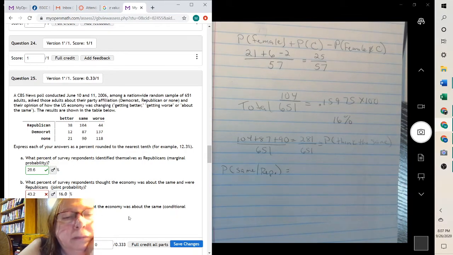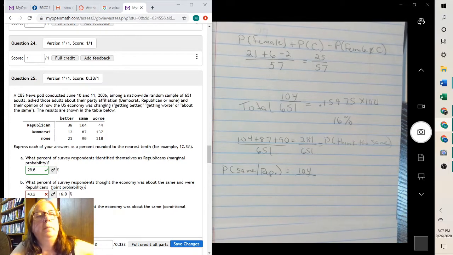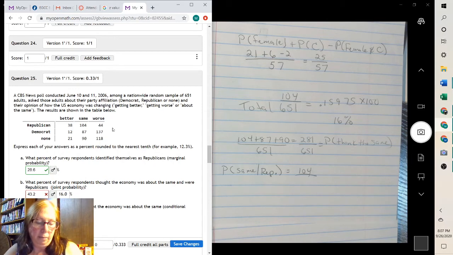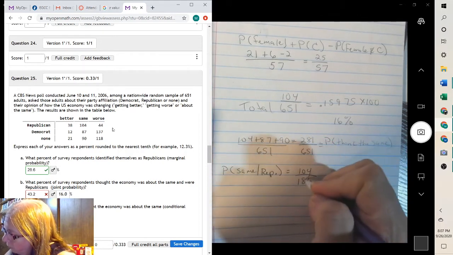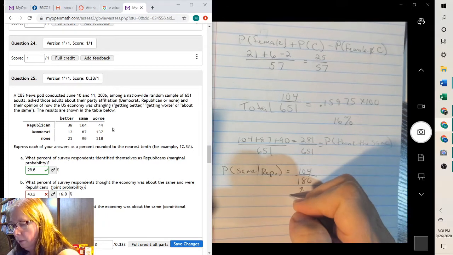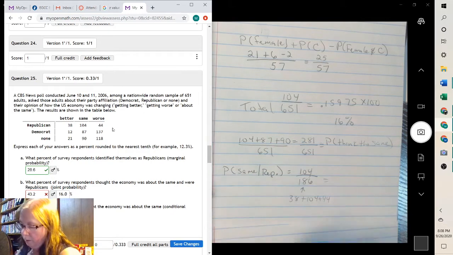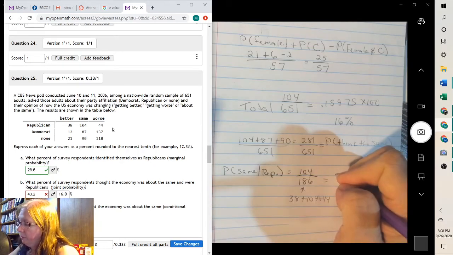And thought the same. So 104 divided by, but only divided by the total on the Republicans. So we have to add the total Republicans. 38 plus 104 plus 44. 186. So to get this, I just added across 38, 104, and 44. And that will get you the last one. Remember to multiply it by 100 to get the percent.